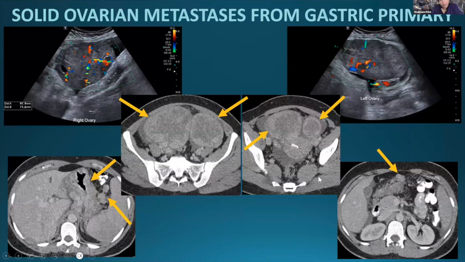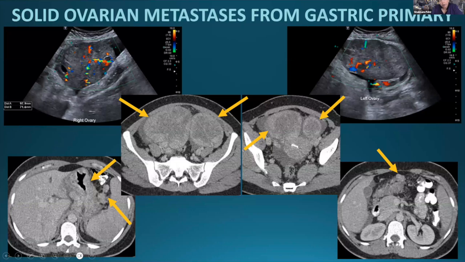And I think this is my final example. A patient presented with pelvic pain. On ultrasound, you can see that she has heterogeneous, solid appearing ovarian masses, both with internal vascularity, also a small amount of ascites. She subsequently underwent a CT to evaluate for primary. So here through the pelvis, you can see the bilateral solid ovarian masses, some pelvic ascites. Here's the uterus containing an IUD.